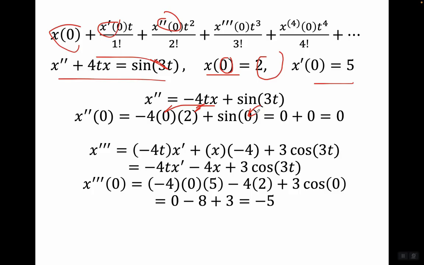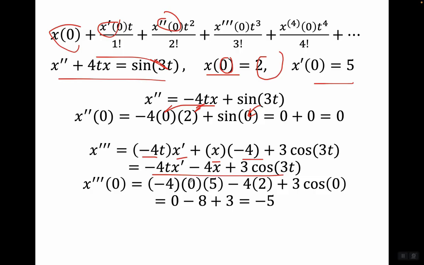X triple prime, you know the drill. So this is going to be the derivative of x double prime. And again, massive, massive product rule problem. So it's going to be the first, which is negative 4t times the derivative of the second, x prime, plus the second, which is x times the derivative of the first, negative 4. And then you have to pull out the 3, because the derivative of sine 3t is going to be 3 cosine 3t. Okay, so we simplify it like this.